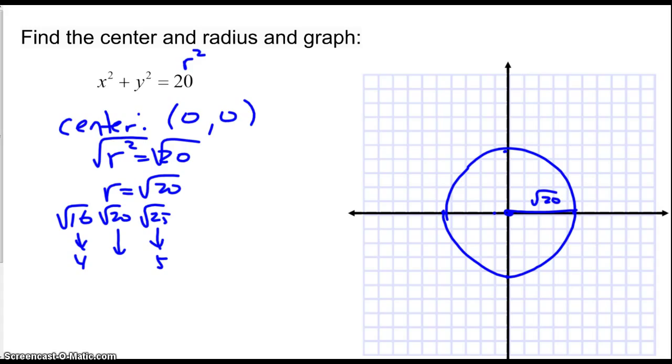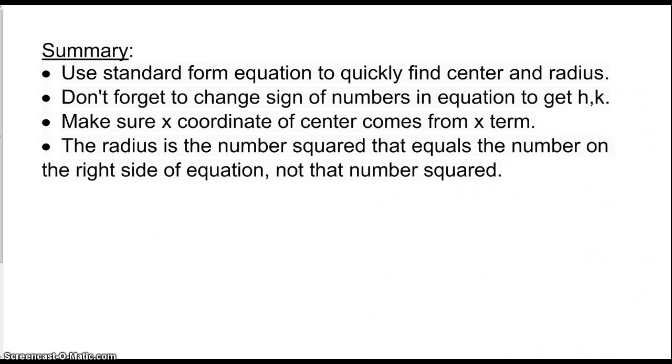Equations of circles, we don't graph those with T-charts. We use the standard form. Use the standard form to quickly find the center and the radius. Don't forget that you need to change the sign of the numbers to get the h and k. So if it's x minus 2, then that means that the x coordinate of the center is positive 2. Make sure that the x coordinate comes from the x term and the y coordinate comes from the y term.